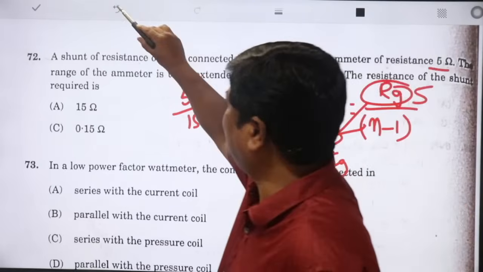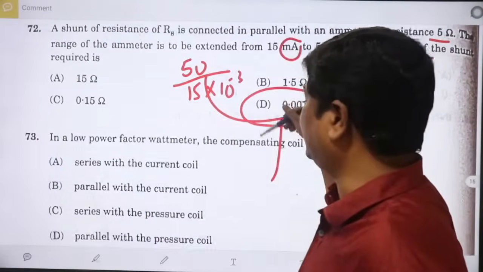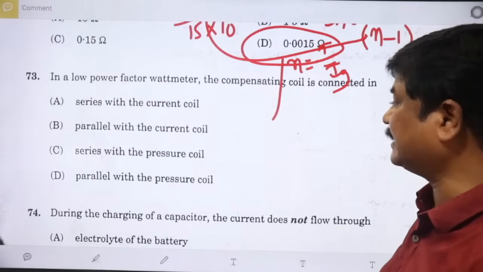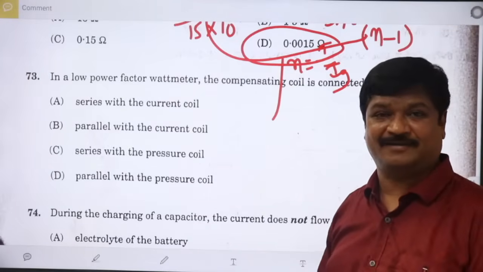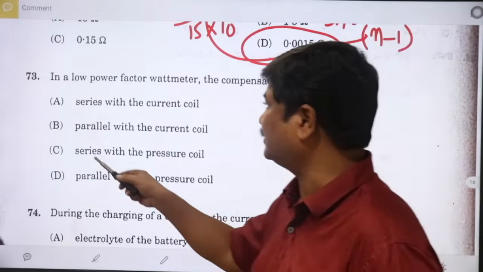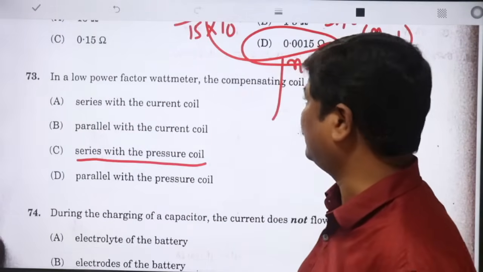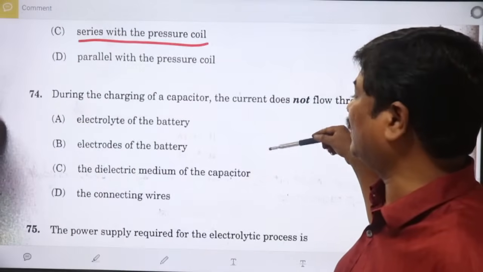Yeah. See here, this is a theory question. In a low power factor wattmeter, the compensating coil is connected in series to the pressure coil. In series to the pressure coil. Right? Just go through the wattmeter, low power factor wattmeter.